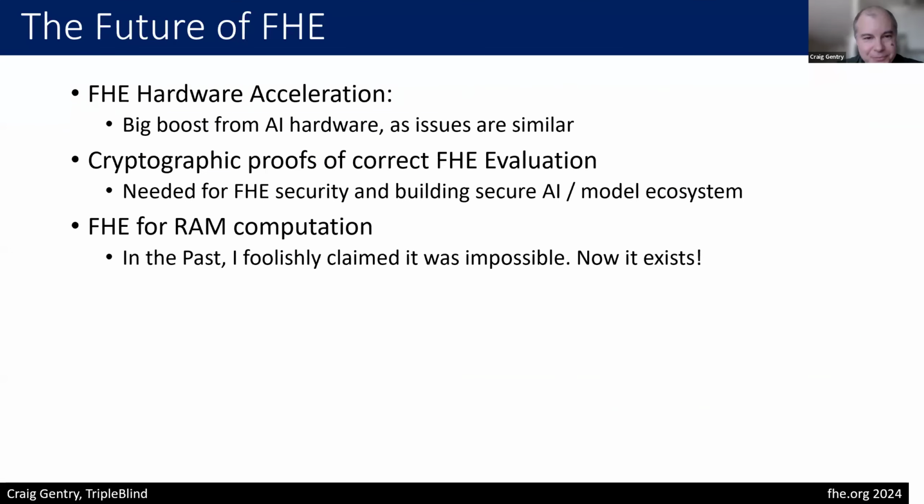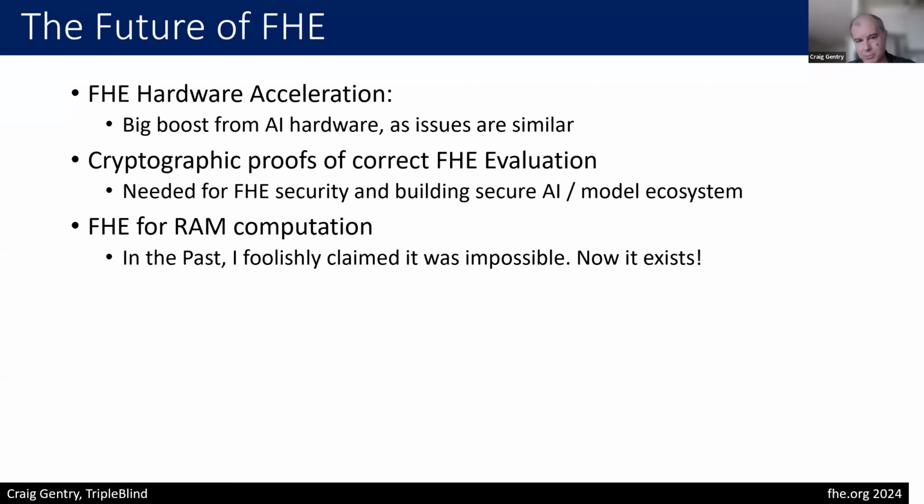So the future. The future is bright for FHE. I found that I was already putting together too many slides, so I'm going to focus on one of these. First of all, hardware acceleration. I think it's going to get a big boost from AI hardware acceleration, because the issues are similar, and I'll describe why in a minute.